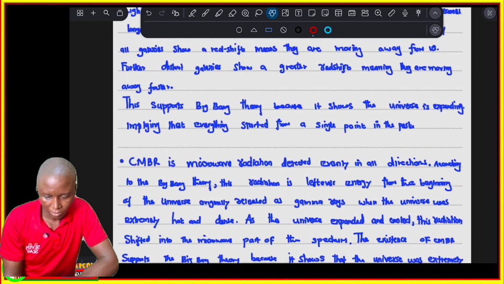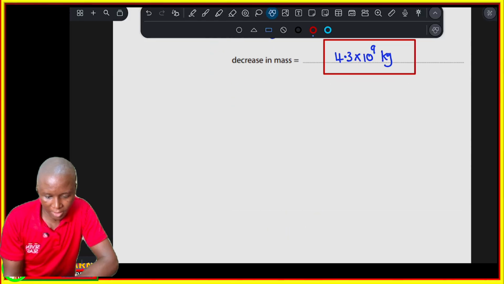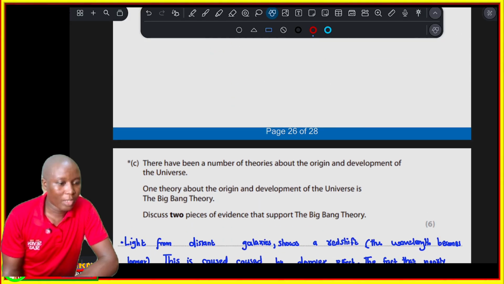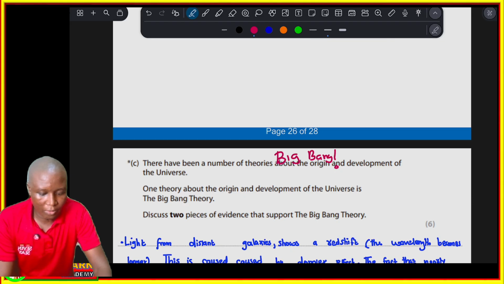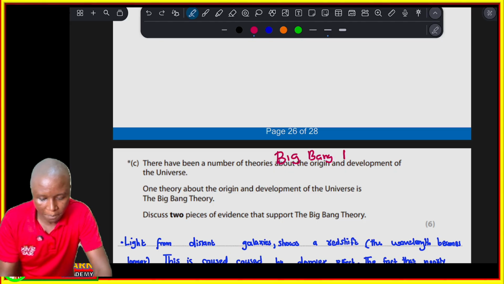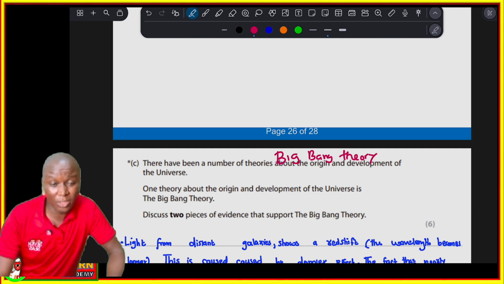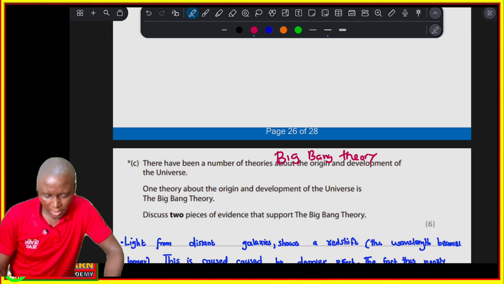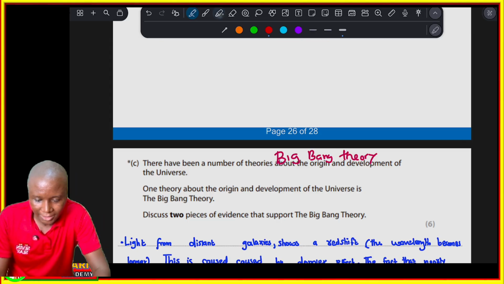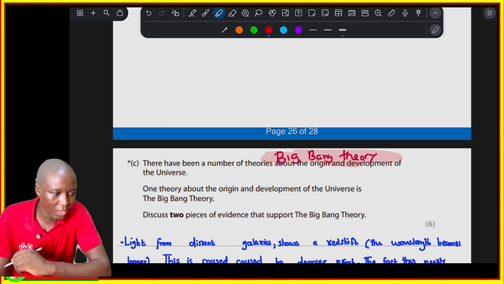Oh, yeah. So we have some bit remaining here. And here we are going to talk about Big Bang theory. Big Bang theory is the theory that tries to explain the origin of the universe. Where did the universe come from, and when was it made? And of course we know that the best explanation that is scientifically proven is Big Bang.